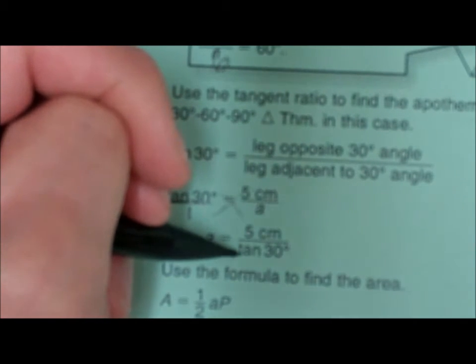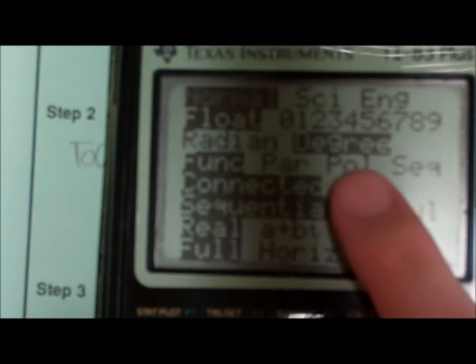Now remember that your calculator has to be in degree mode. So you go to mode, make sure it's in degree. Oops, sorry. This one's in degree mode.